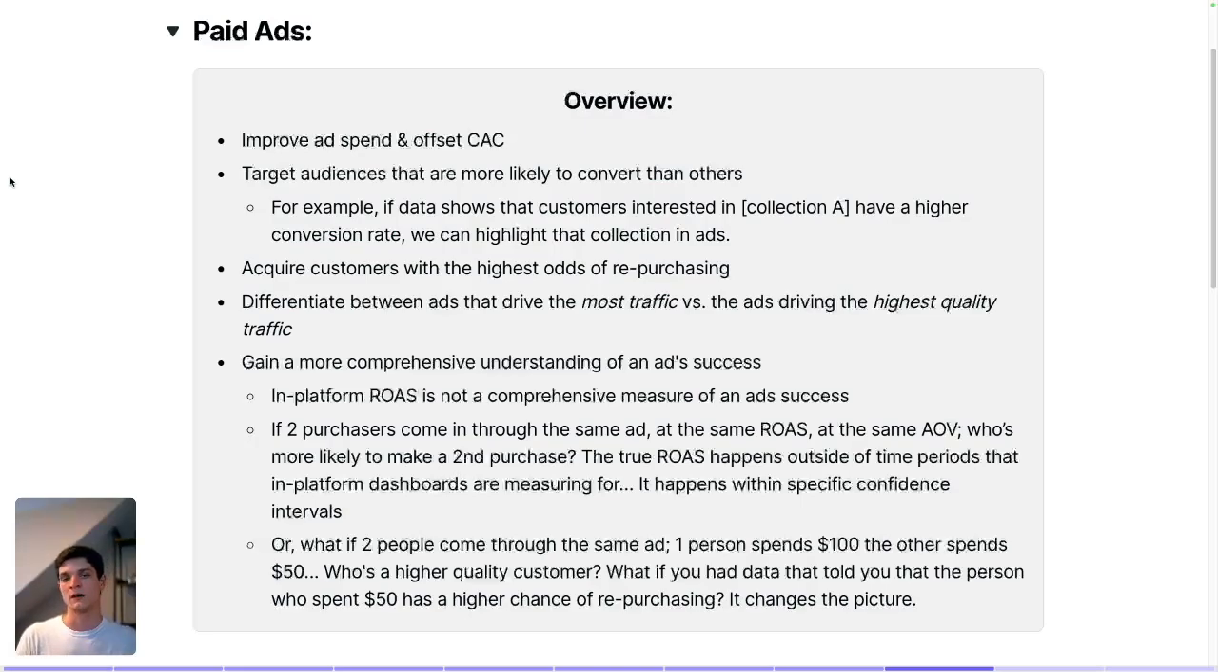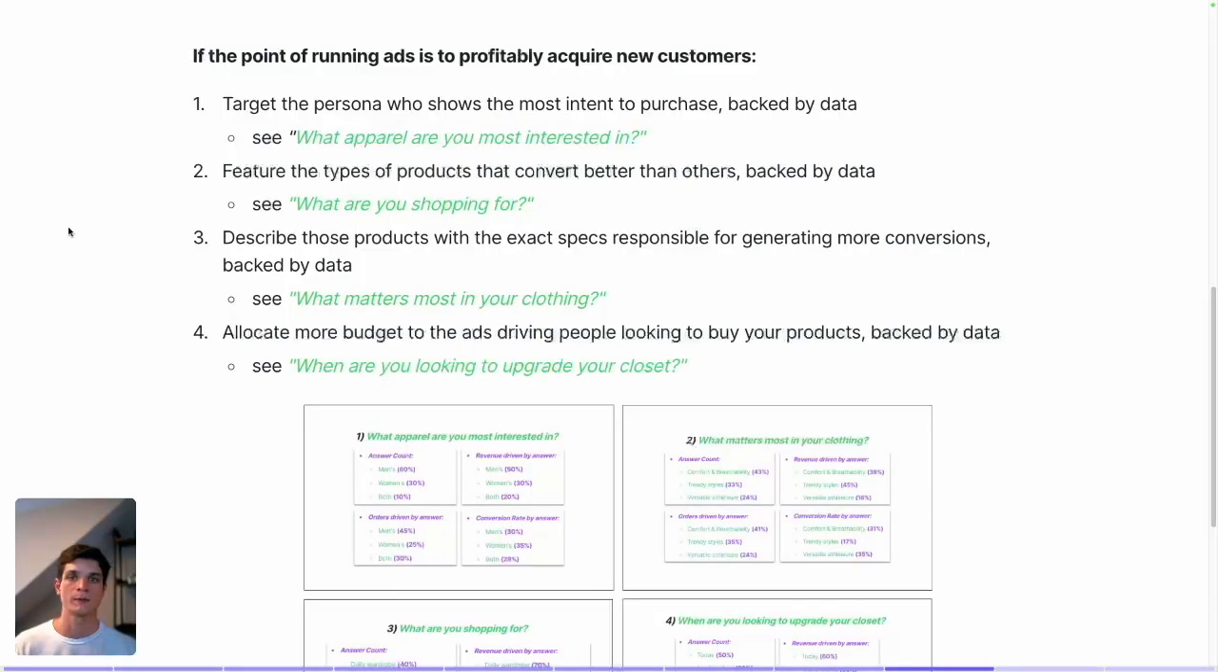the case, because if you have data that shows that first-time customers who answer XYZ data points and they spent less, but they're still more likely to come back and spend more than $100 throughout the lifetime of them being a customer, then that would suggest that they're a higher quality customer, and it would change the scope of your ad strategy. And so if the point of running ads is to profitably acquire new customers, there's a few things that we'd want to do.